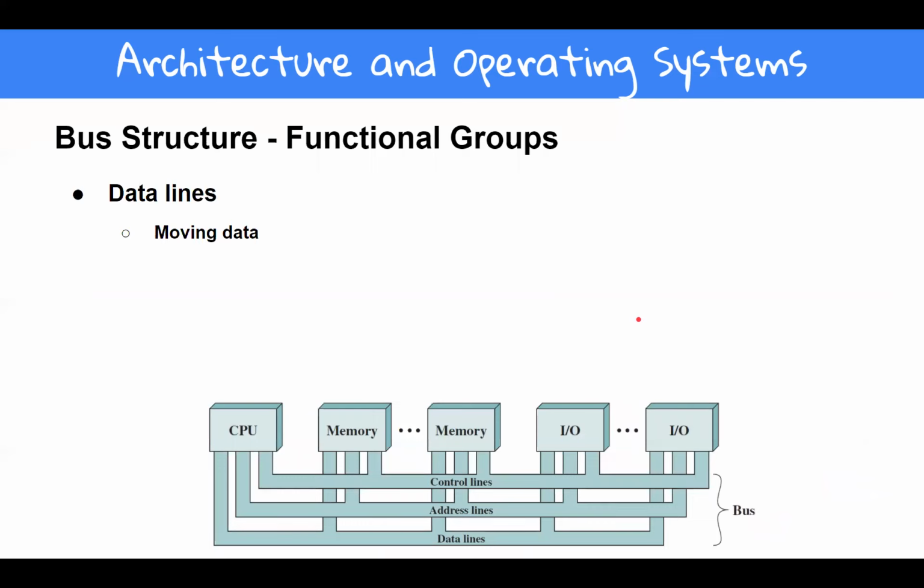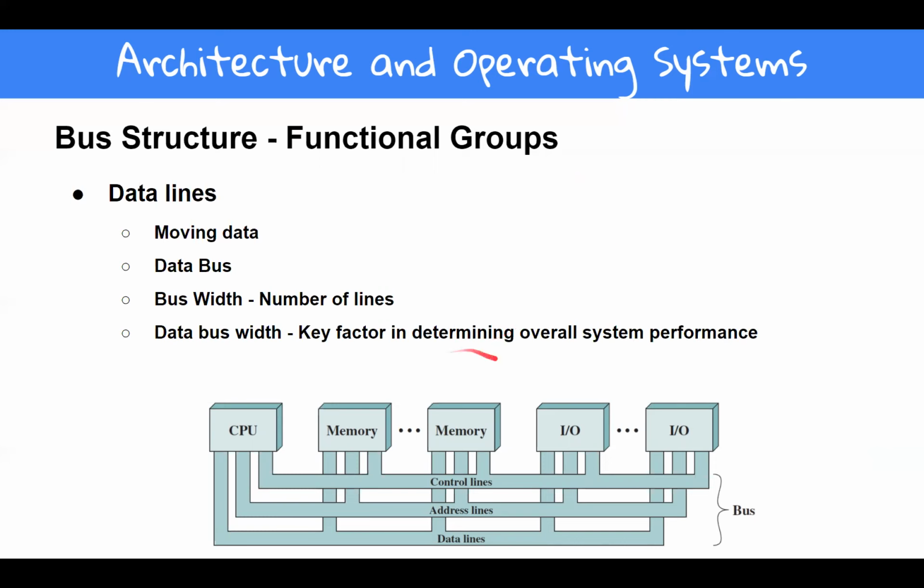Data lines, as I said, are used for moving data. All the data lines together are called the data bus, as I said. And the width of the bus is the number of the lines. For example, if you have 8 lines of data, you can send 8 bits of data at each time. So it's very important in terms of the performance of your machine.